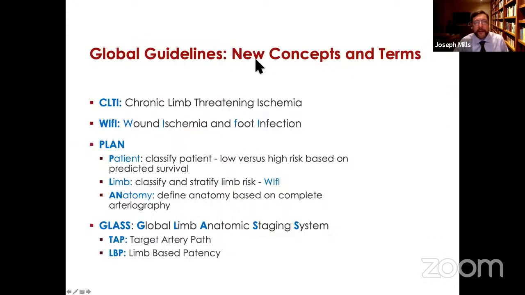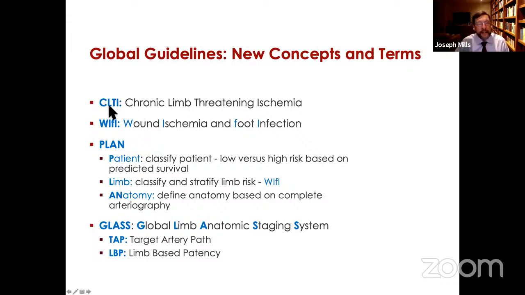So the key terms of that, I'm not going to be able to cover that whole document in this short talk, is the change in terminology from CLI to CLTI. And why is that important? CLTI means that every patient with a diabetic foot ulcer needs to have their perfusion assessed and have it placed upon a spectrum from minimal ischemia to mild ischemia to moderate ischemia to severe ischemia. So it's no longer acceptable to not look for ischemia in these patients.